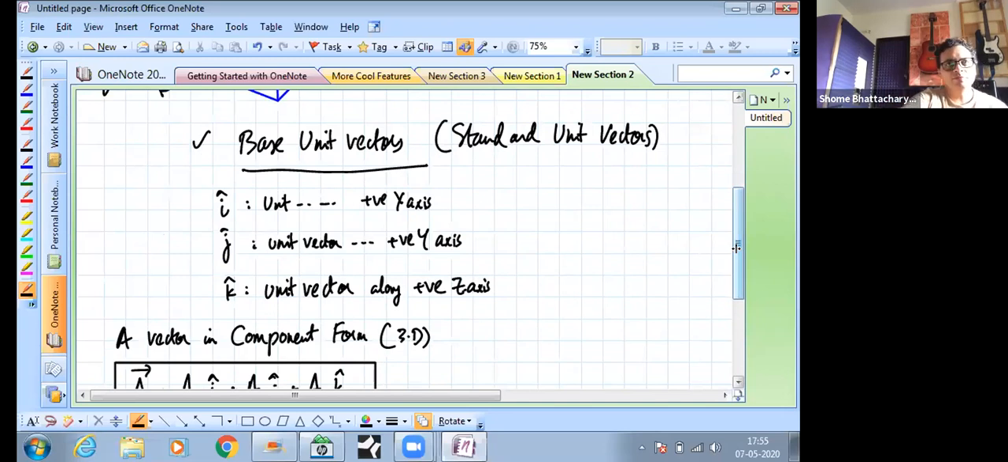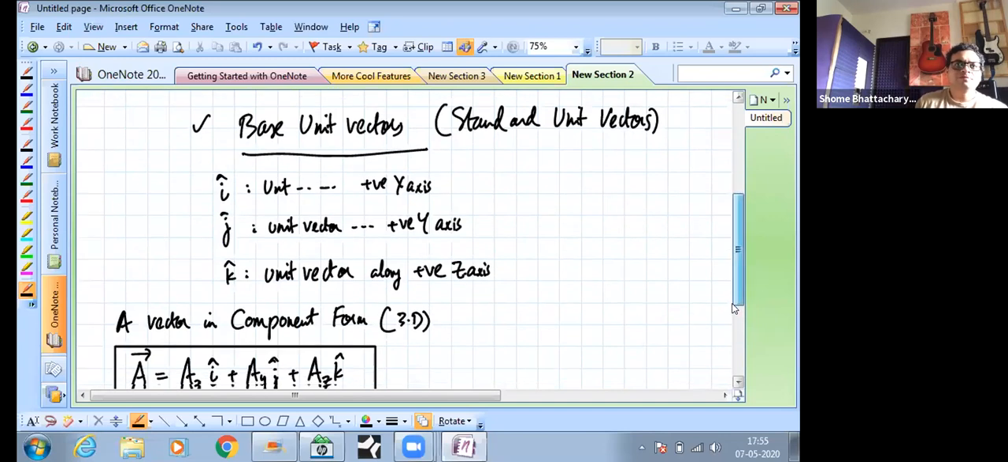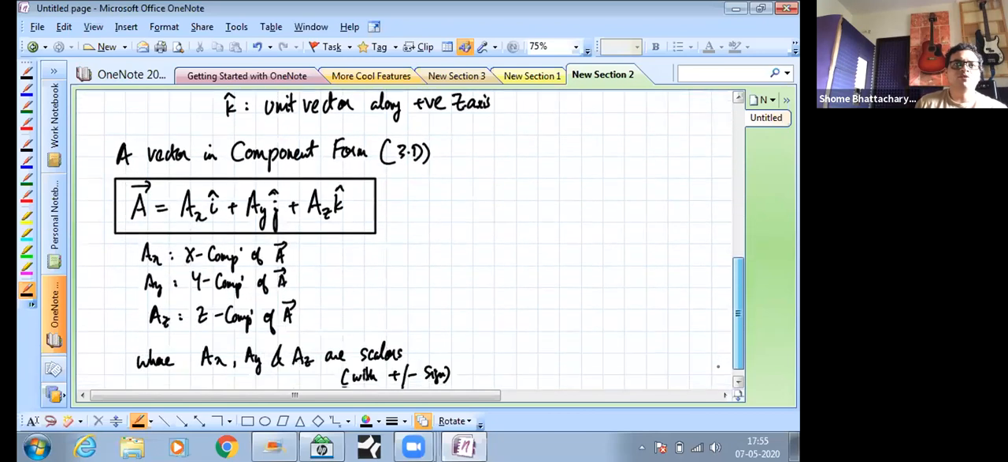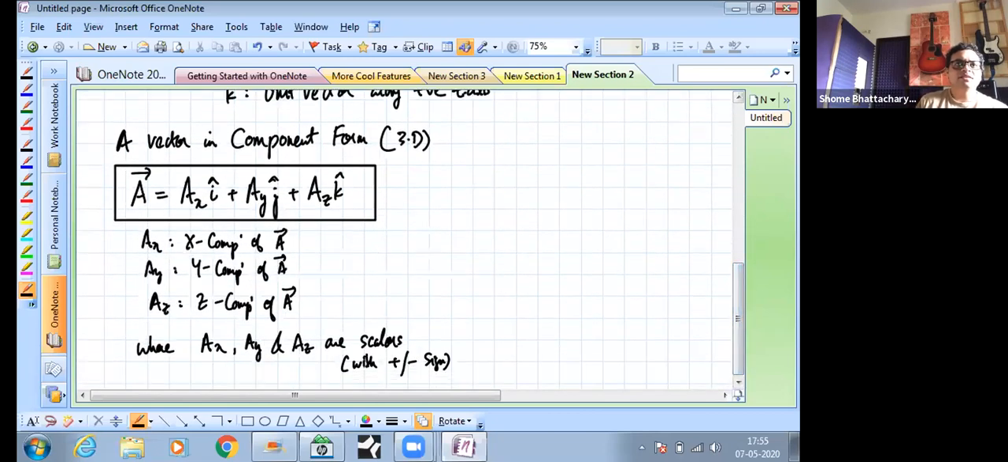So in addition to i cap and j cap we had before, now we also have k cap, which is along the z-axis. So with the base vectors in place, we can represent any vector in three-dimensional form as x component into i cap plus y component into j cap plus z component into k cap, where remember the components individually are scalar quantities, but when you multiply the component with i cap, it becomes a vector.